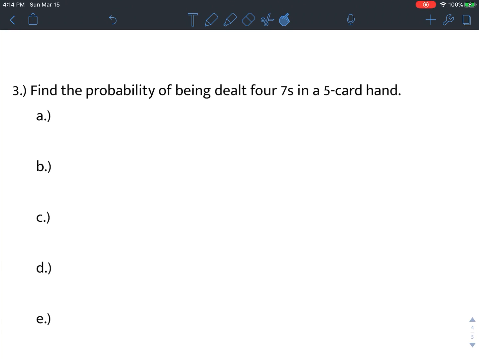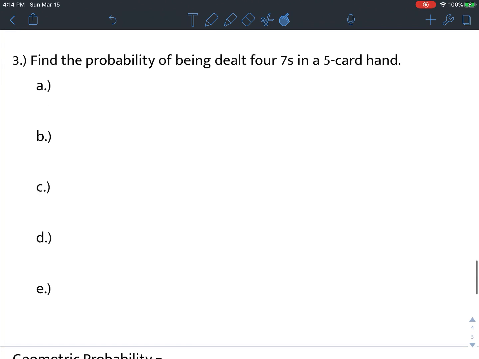Okay, so now another one for you to try. Find the probability of getting 4 7s in a 5-card hand.